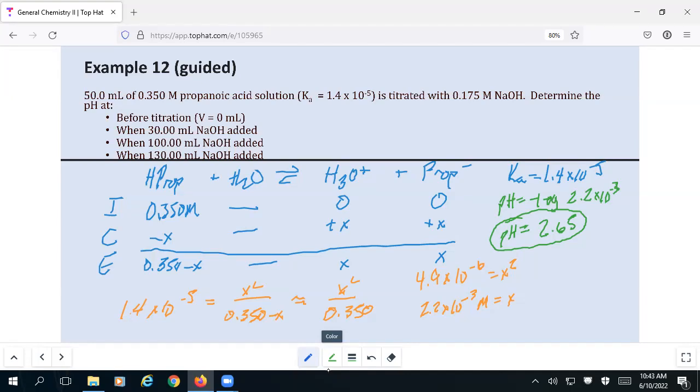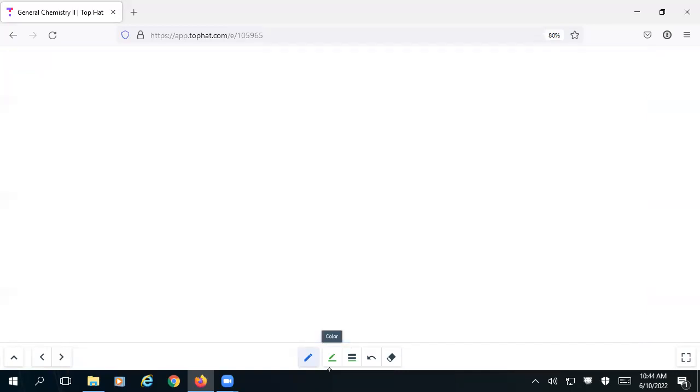Okay, so that's the first one. Again, straightforward. We've seen this before, just not in this application, because we haven't talked about acids as a precursor to these kinds of calculations, these kinds of titrations. All right, let's take a look at the second one here.